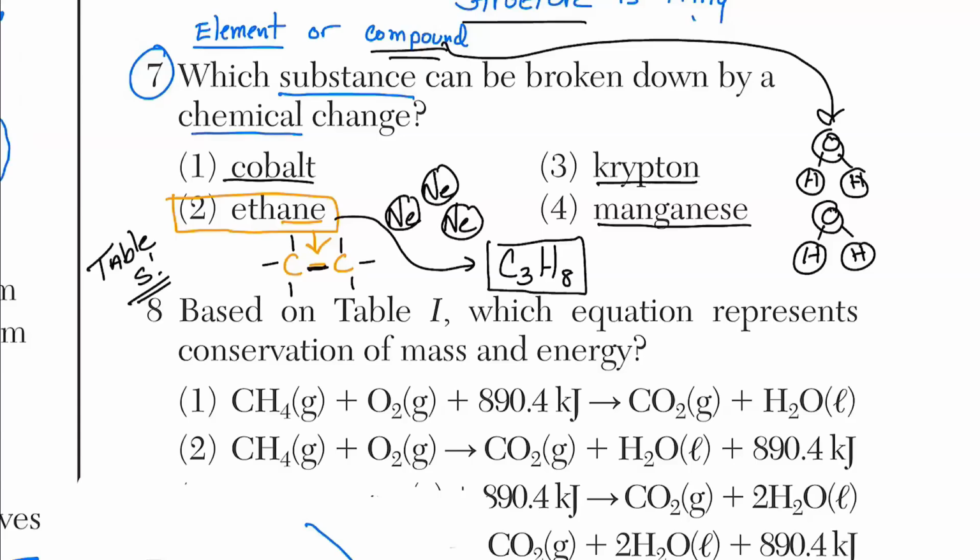Sometimes they'll flip it, which substance can't be broken down. So if it's can't, okay, remember this is can, we'd be looking for elements. Elements are the simplest form of matter in this course. And of course, compounds are 2 or more different elements bonded. All right, hopefully that helped there. So ethane, of course, is the answer. And on to number 8.